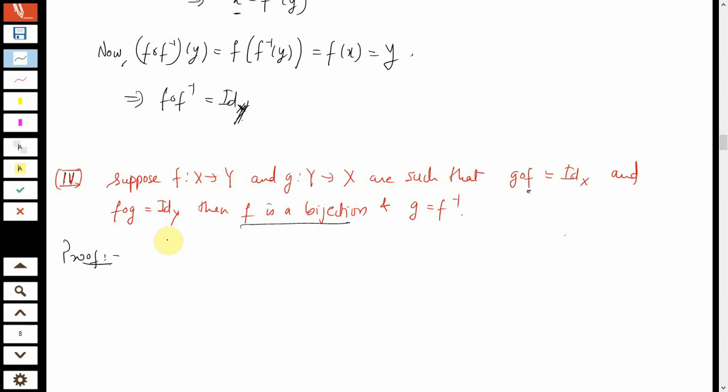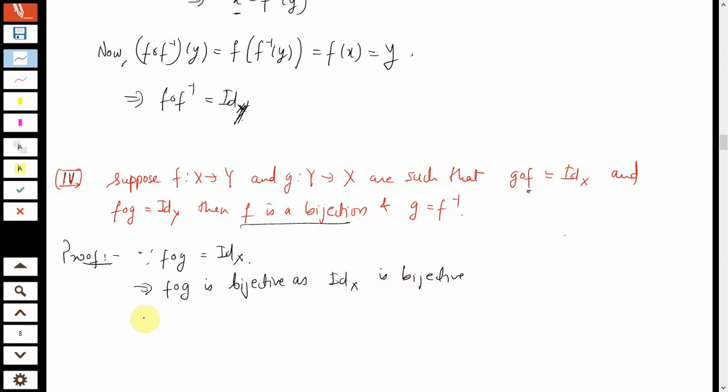So let's try to deduce that first, and then the next part is to show that this G is the inverse of F. Since F composite G is equal to the identity of X, this implies that F composite G is bijective, as the identity map is bijective. It's very simple to show that the identity map is bijective. It's 1-1 as well as onto.